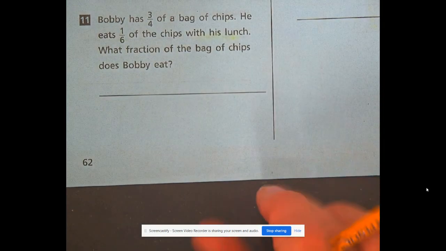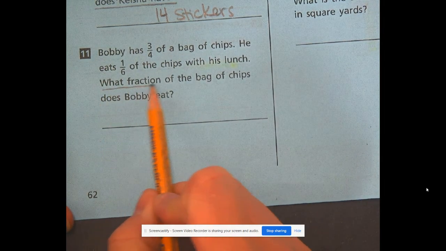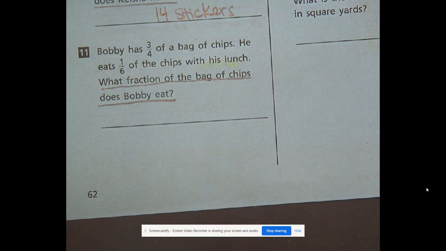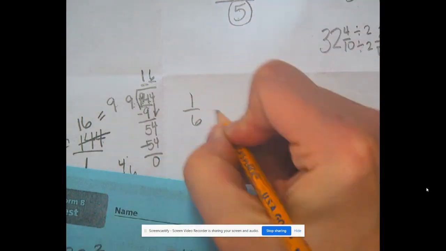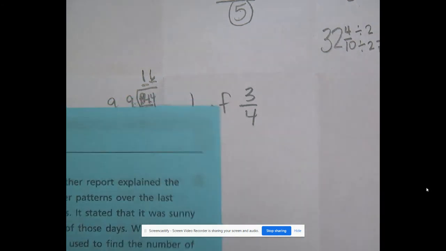Bobby has 3/4 of the bag. He eats 1/6 of the chips with his lunch. What fraction of the bag of chips does Bobby eat? What are we going to find out? Yes, 1/6 of 3/4, because he starts with 3/4 and then he eats 1/6 of that 3/4. So we're finding out what 1/6 of 3/4 is. Go, show me.